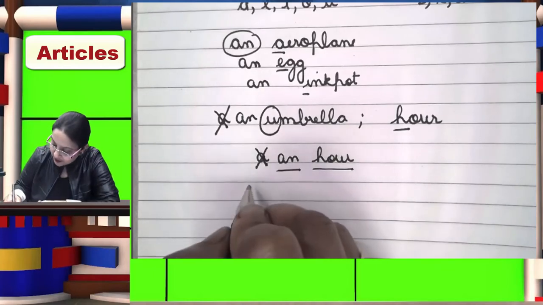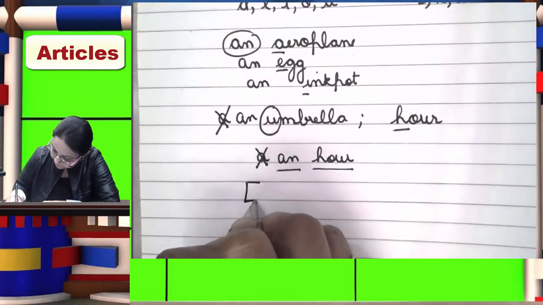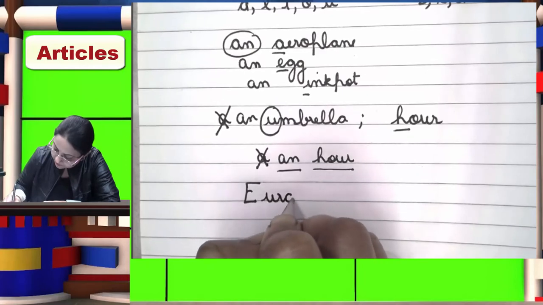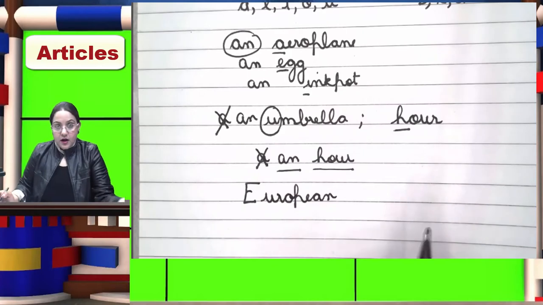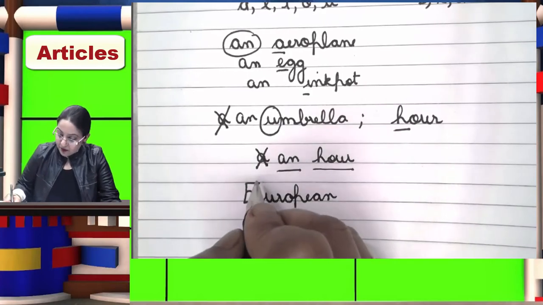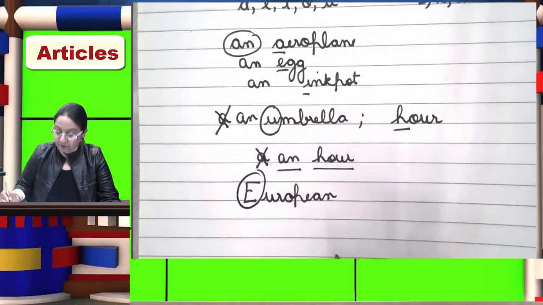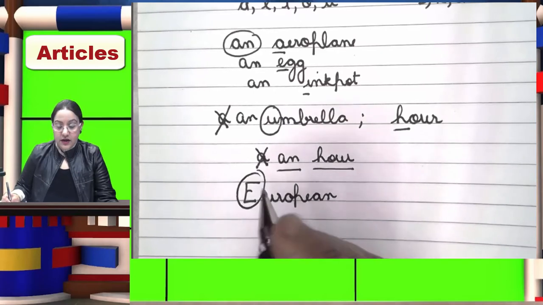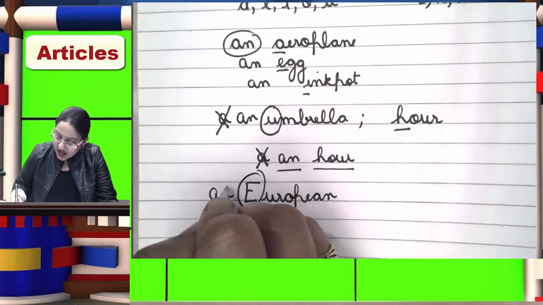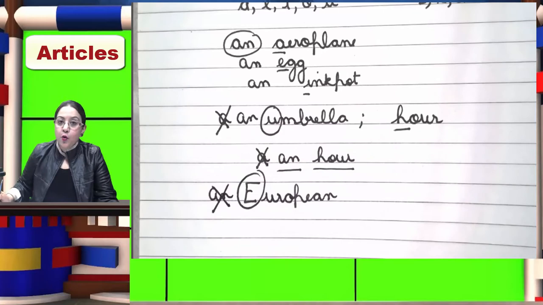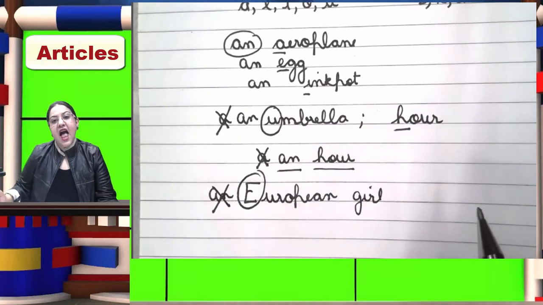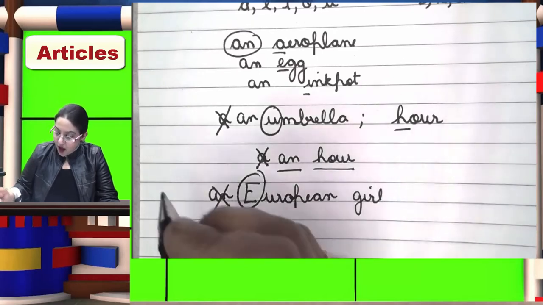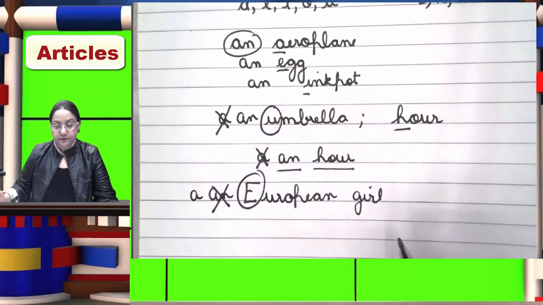For example, if I speak the word European, the most common example that we take here is the word European. Now see, in the word European, my word is starting with E, but I will not say an European. I will never say an European. If I want to talk about a European girl, I'm never going to say an European girl. Okay, I'm going to say a European girl.